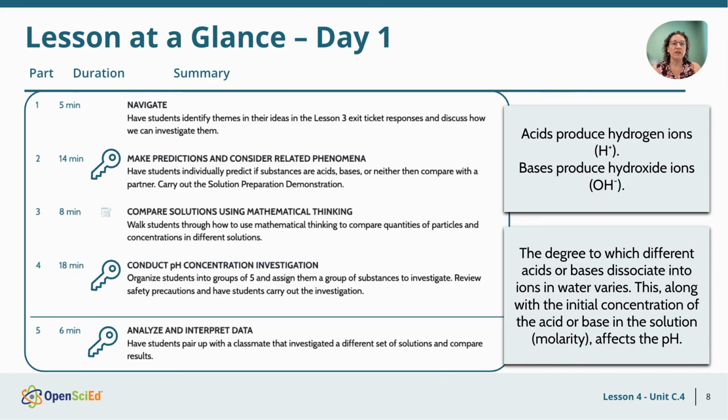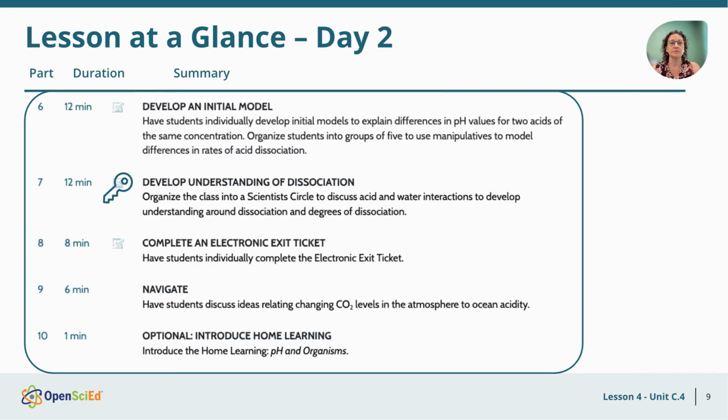We also figure out the degree to which the different acids or bases dissociate into ions in water varies. This, along with the initial concentration of acid or base in a solution, or molarity, can affect the pH. We wonder, why do solutions with the same concentration or molarity of substances in them produce different concentrations of hydrogen or hydroxide ions when they are dissolved in water?